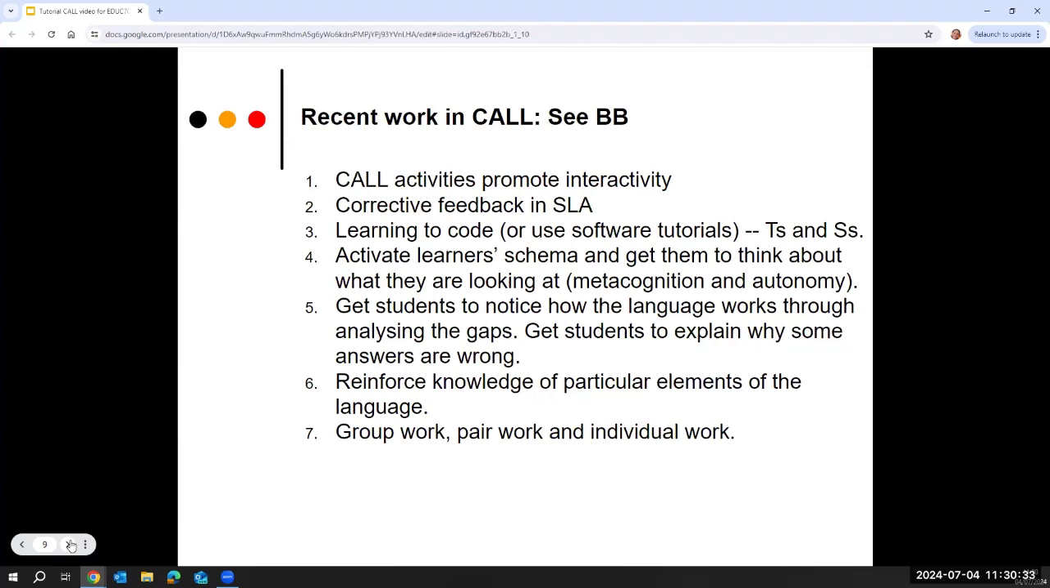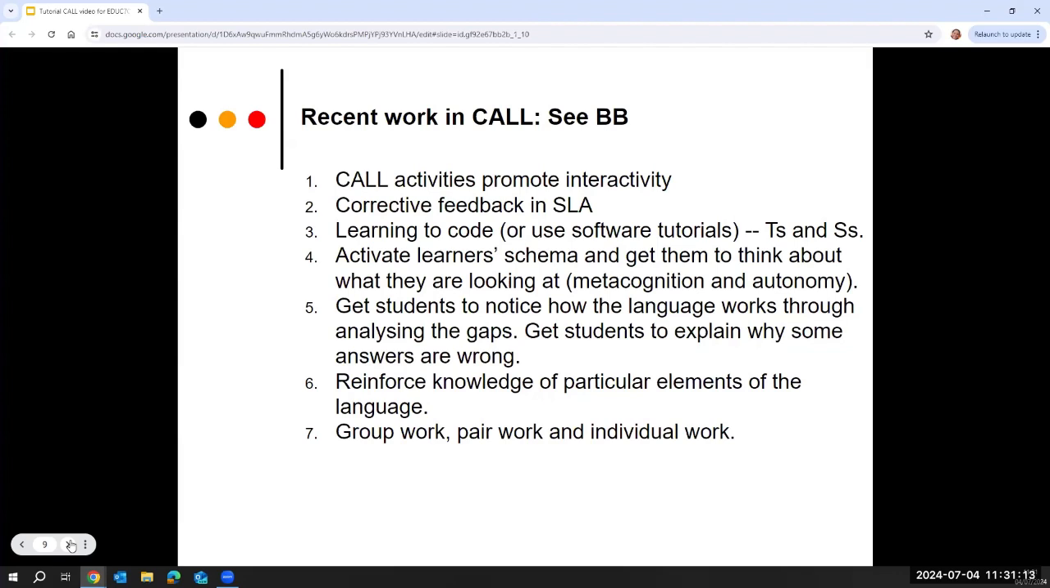But recently, a lot of these technologies, like the ones I mentioned before, H5P, Quizlet, Kahoot, and others, are very intuitive in how people use them and access them. It activates learners' schema and gets them to think about what they are looking at, to promote metacognitive skills and autonomy. We will look at autonomy later on in this topic of reading and reading strategies.